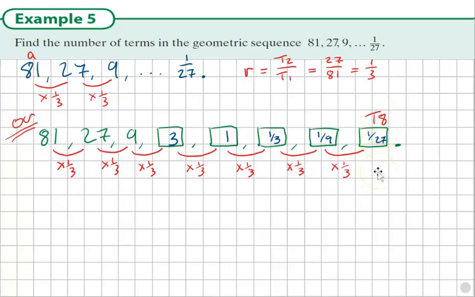And this method will work if you have a bigger amount of terms, it will just take much, much longer. So if your final term ended up being, say, term 100, it would take a long time to write all of that out. So in that case, the algebraic method would probably be best. But for this particular example, it's definitely a lot quicker just to do it this way.